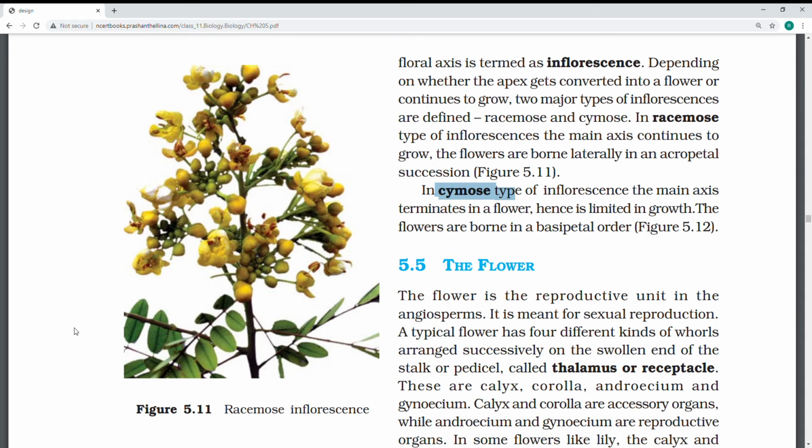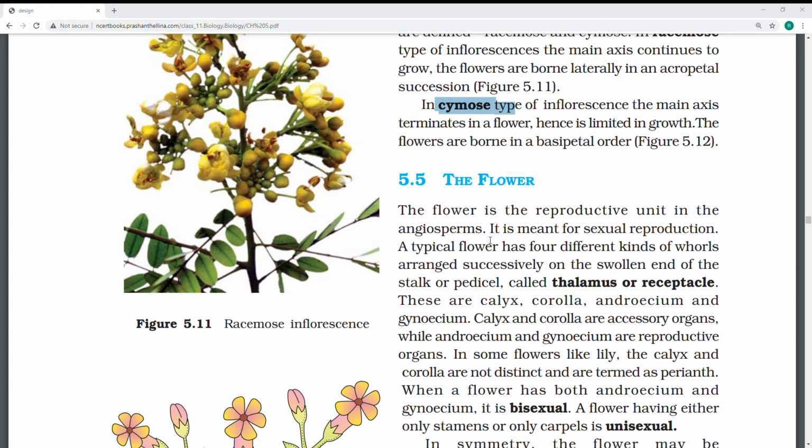The simple racemose is the diagram showing here, the yellow flowers, Cassia alata, Crotalaria, all these will come under that. In the racemose inflorescence, the peduncle, which is the stem the flower is attached to, will have indefinite growth. Many flowers will come under that. So racemose inflorescence is the development of flowers in acropetal order.